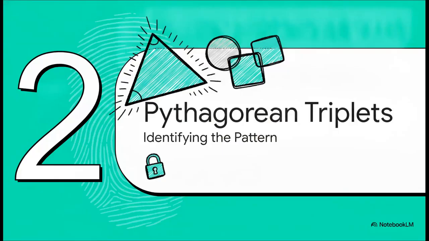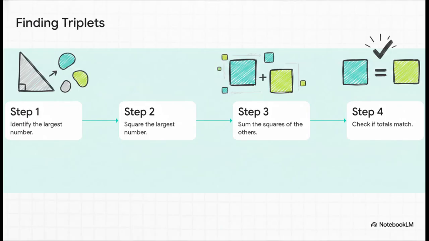All right, moving on to section 2, Pythagorean triplets, identifying the pattern. You can think of a Pythagorean triplet as a sort of mathematical fingerprint for a perfect right-angled triangle. If you're handed 3 numbers and asked, hey, do these form a right triangle? You can use a very simple 4-step procedure. Step 1, just identify the largest number. That is your candidate for the hypotenuse. Step 2, square that largest number. Step 3, find the sum of the squares of the other 2 smaller numbers. And step 4, check if your totals match. If they are exactly equal, then congratulations, you've just verified a Pythagorean triplet.